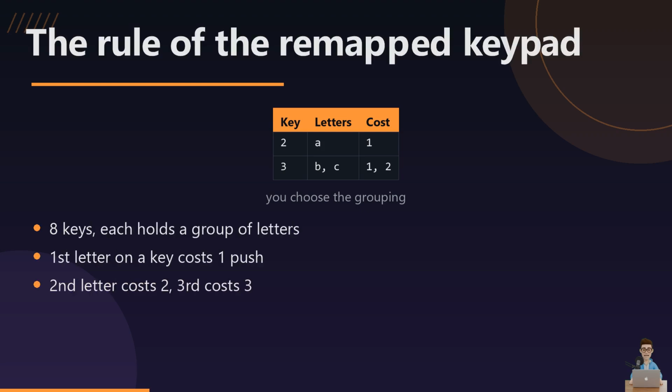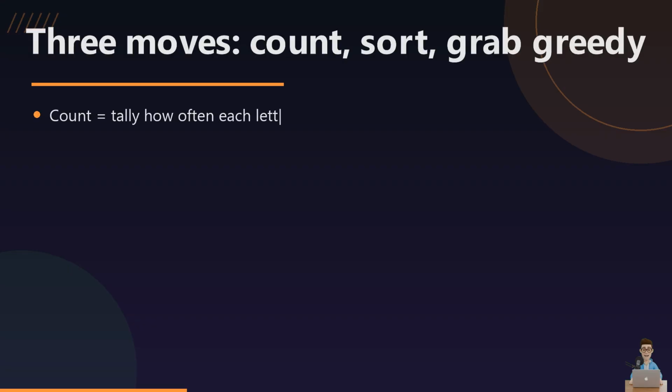We have 8 keys on a keypad, and we get to choose which letters go on which key and in what order within that key. Here's the rule. The first letter you put on a key costs 1 push to type. The second letter on that same key costs 2 pushes. The third would cost 3, and so on. Our goal is simple: arrange all the letters in a given word so the total number of pushes is as small as possible. Here's a picture that might help.